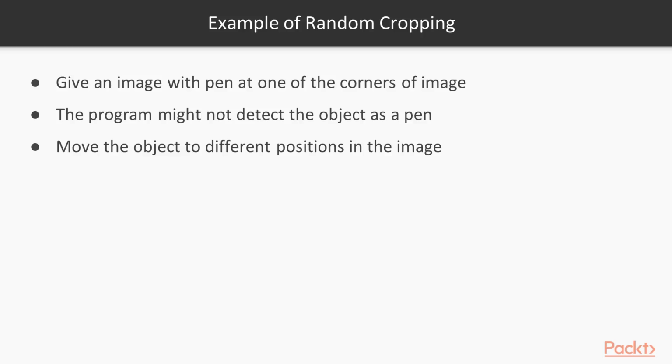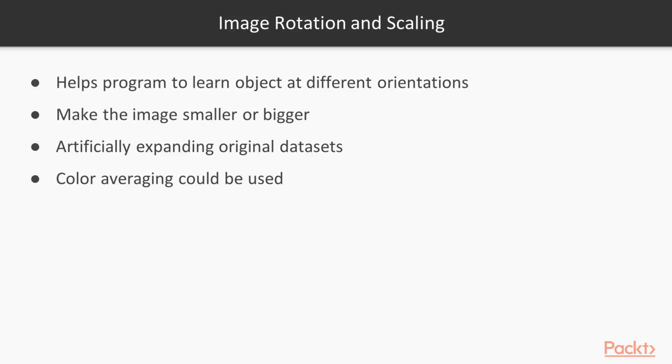image at different positions. Image rotation and scaling is similar to image translation, only this time we rotate a given image with random angles. This helps the program to learn the object at different orientations. We also scale the image and make it smaller or bigger before we pass it to our machine learning program. These simple techniques are a way of artificially expanding the original datasets and go a long way in making the program more robust and invariant. There are other pre-processing techniques, such as color averaging, that could be used too.